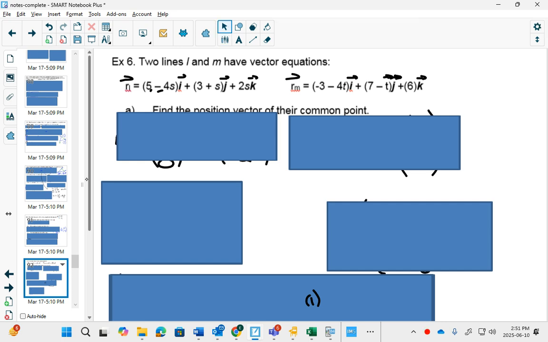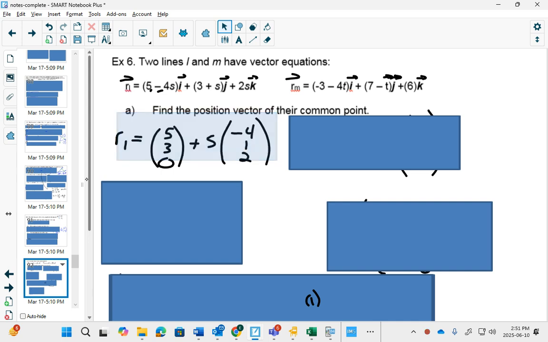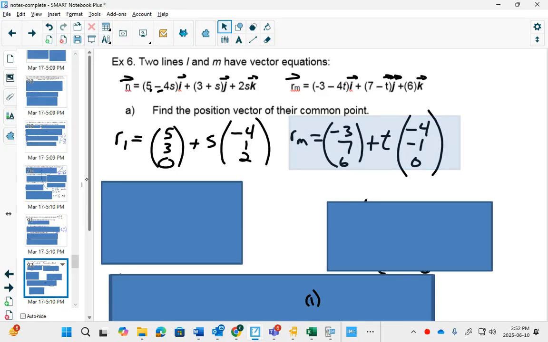So the first thing I would do with these ones is I don't like that form of that equation. I would change it to this one. See, the common point is (5, 3, 0). And then s is your scalar that gets multiplied, and you're multiplying by -4, then you're multiplying by 1, and then here you're multiplying by 2. Same thing with the second equation. The point is (-3, 7, 6), and the t-value has a -4, a -1, and a 0.